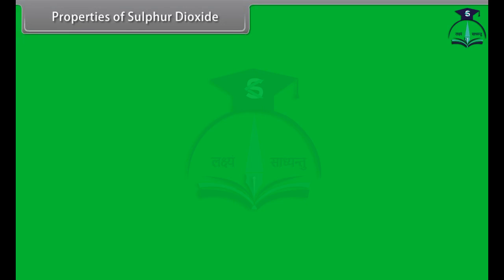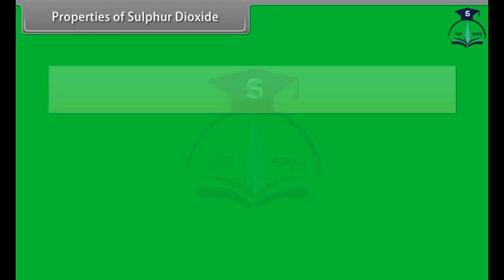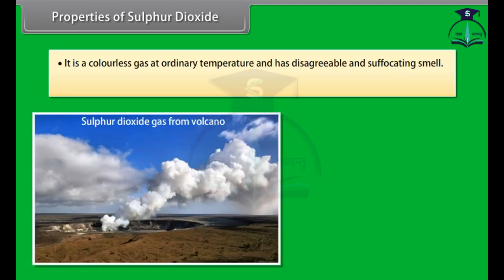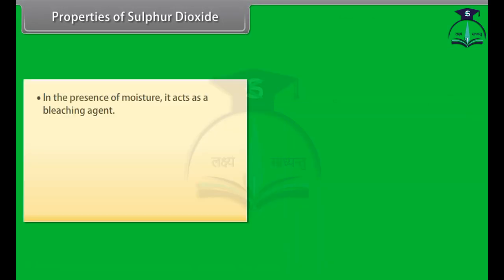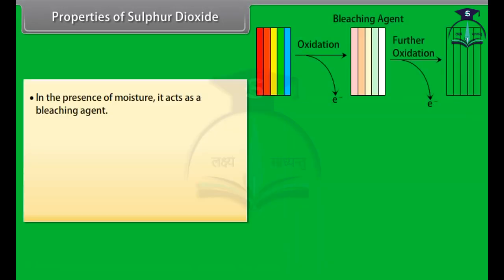Properties of sulfur dioxide. It is a colorless gas at ordinary temperature and has a disagreeable and suffocating smell. It reacts with alkalis, forming sulfites and bisulfites. In the presence of moisture, it acts as a bleaching agent.